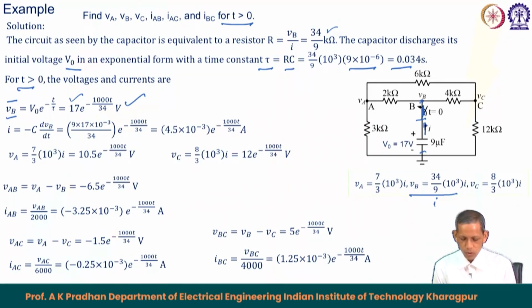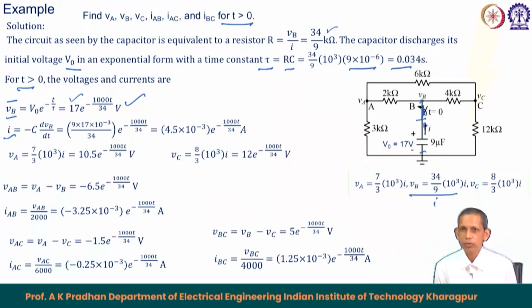Now, once you know V B, you can find the corresponding I equals minus C dV by dt. The corresponding I becomes minus C dV by dt, because the current I is going away from the capacitor positive terminal.